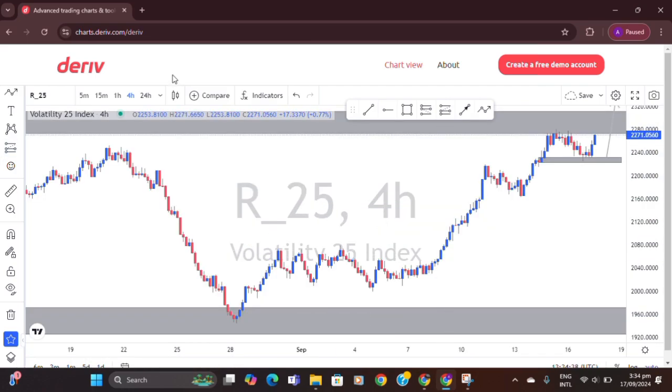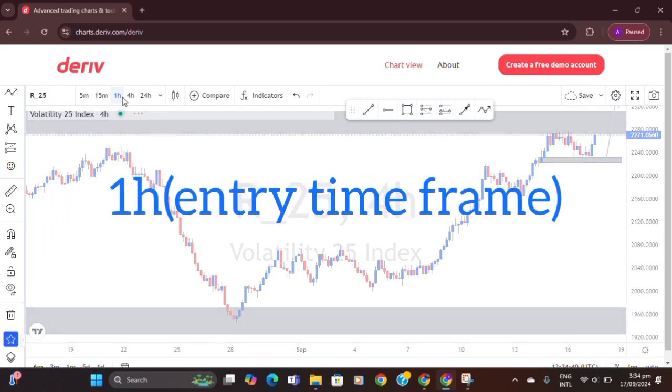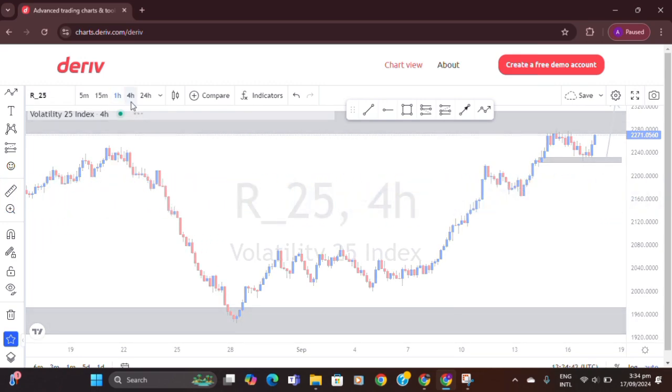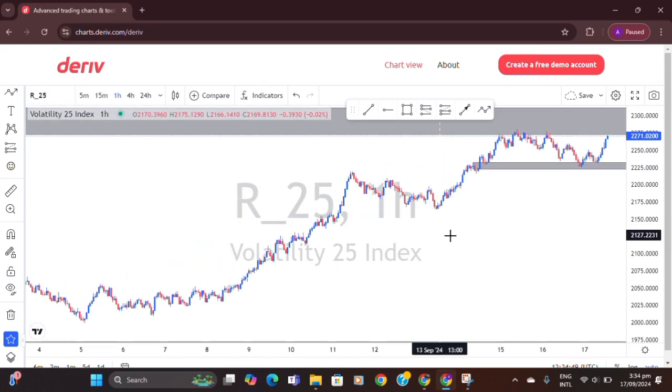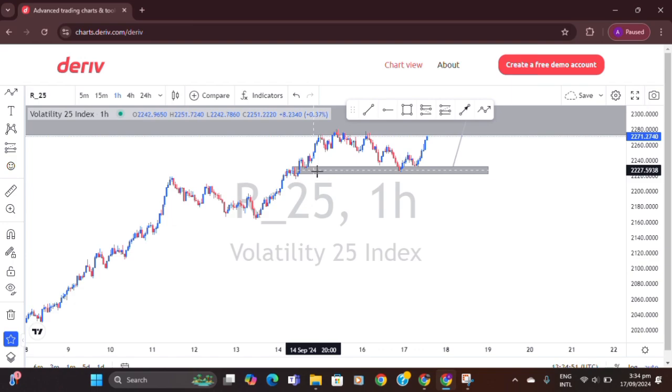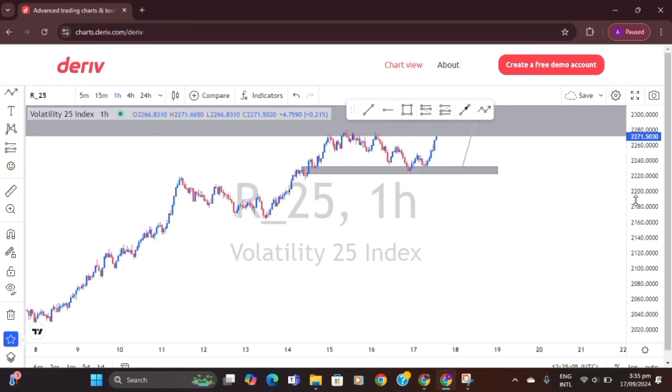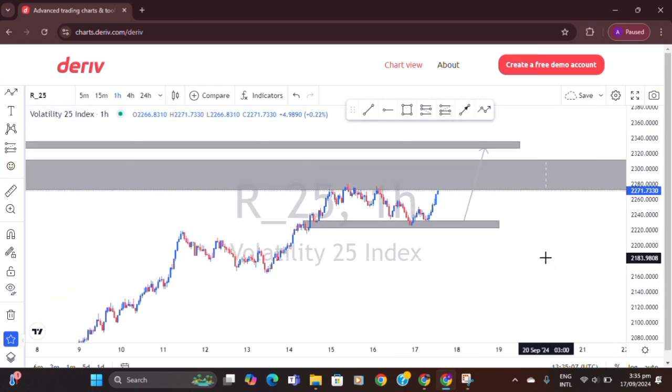Okay, so let's zoom out again, and then we go to the 1 hour time frame. So now on the 1 hour time frame, you can see that the market bounced where the market slowed down, or you can see red bearish candles, and then the market came down and created something like a double bottom.